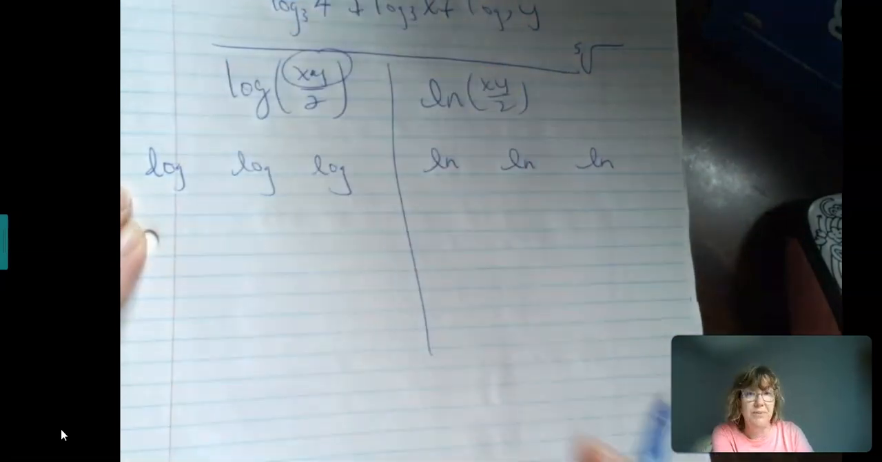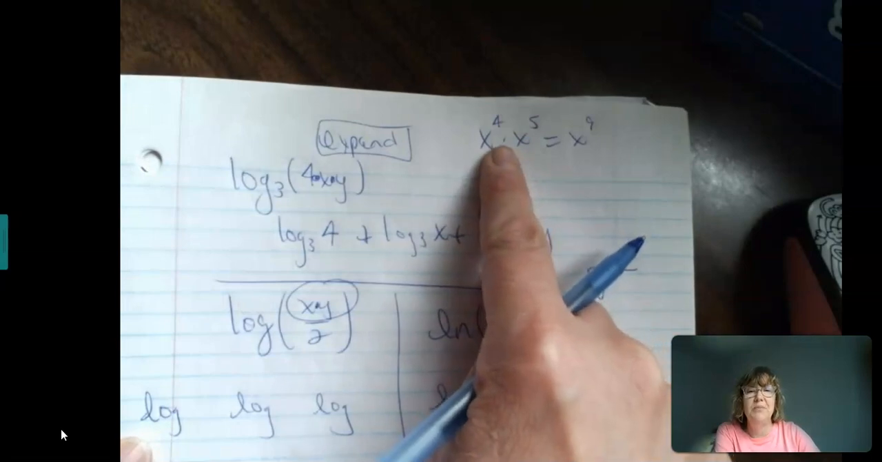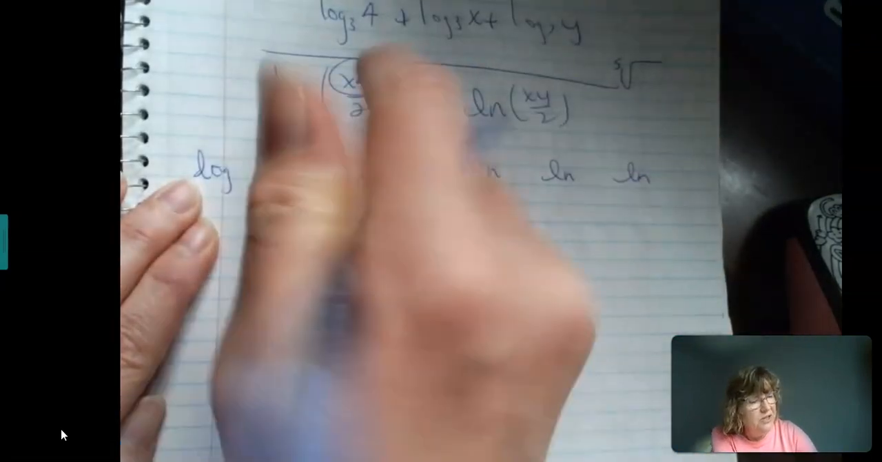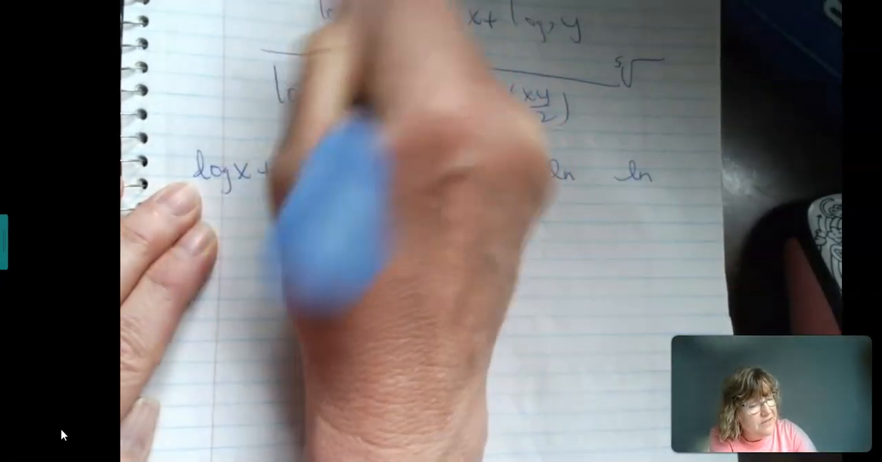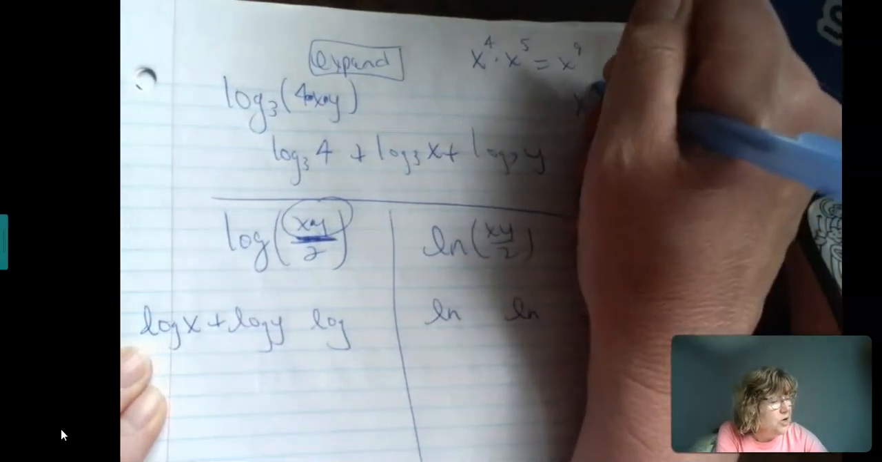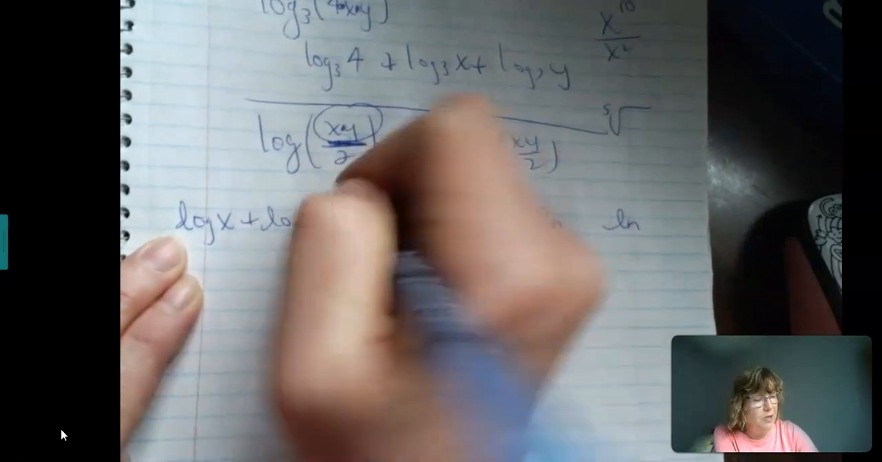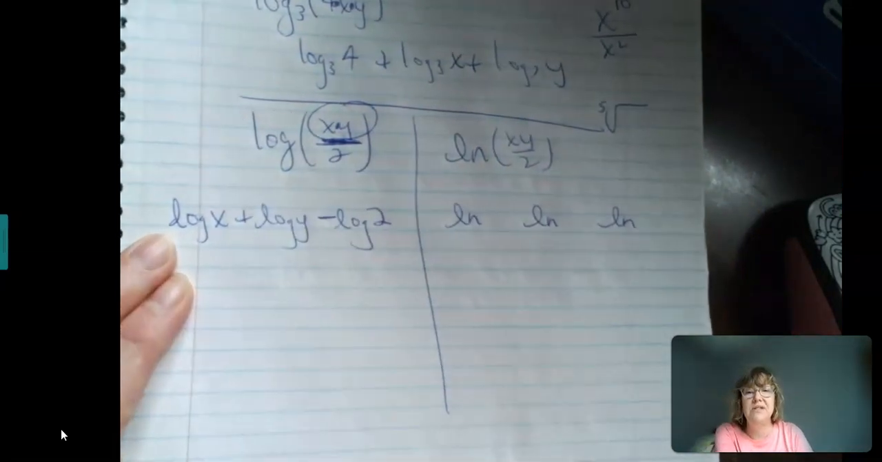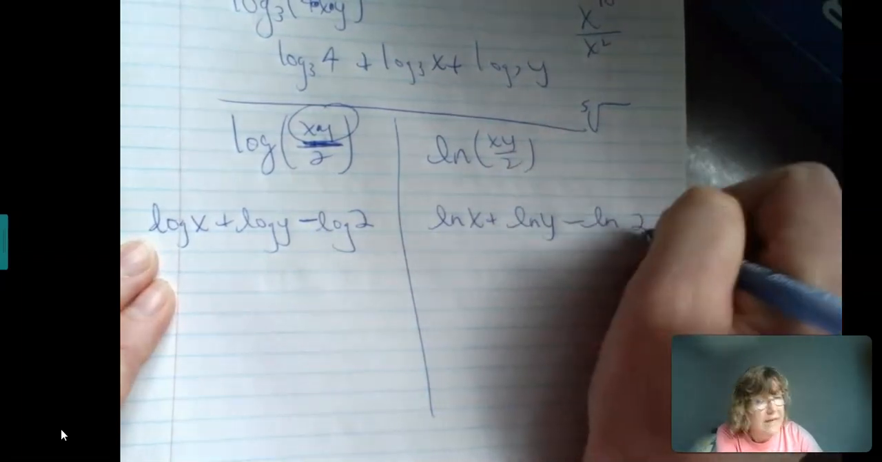Okay. What's happening here? I am multiplying. Okay, so if you have a multiplication problem with exponents, you really add. So these two I'm going to add. So this is going to be x plus y. Now, this is division. Okay, so think of exponents. What do you do when you're dividing exponents? You really subtract. So I'm going to put minus 2, and that one's expanded. And then, of course, this is just the same. It's just natural log.